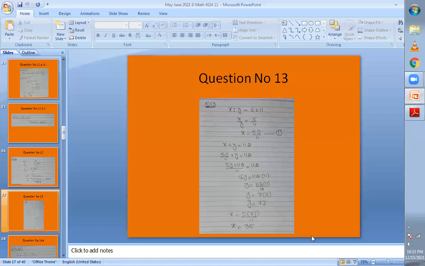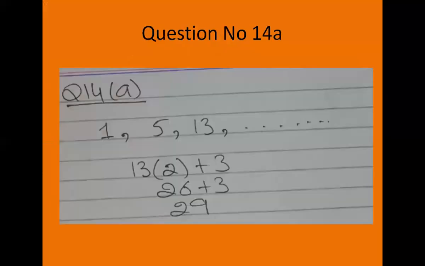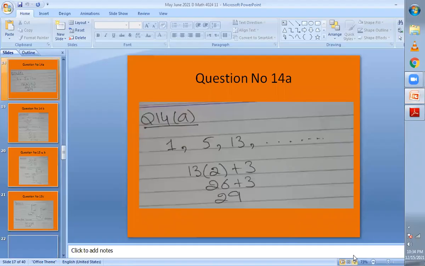Okay, so let me show you how I do this. Question number 14, A part, and it says 1, 5, and 13. And the rule, they said multiply the term by 2 and add 3. So the next term will be 13 multiplied by 2 plus 3. So you will have 26 plus 3, and that will be 29. So the next term will be 29.